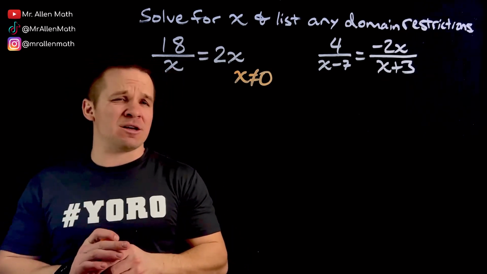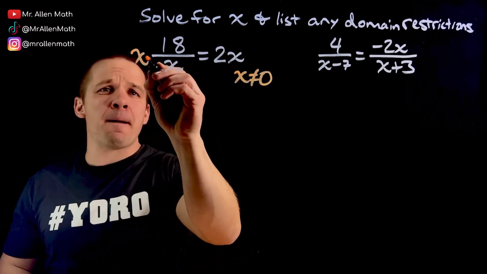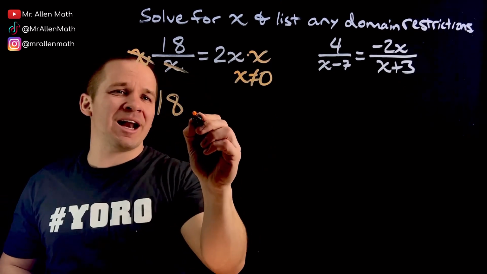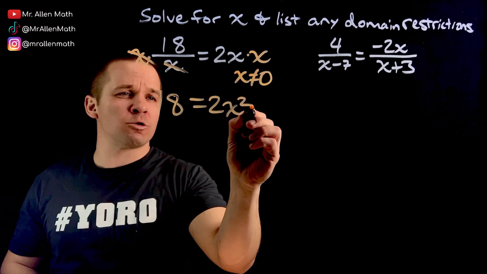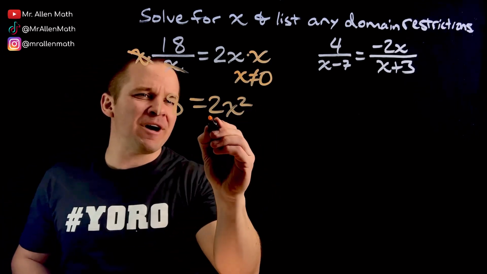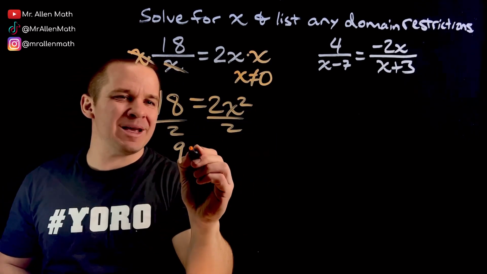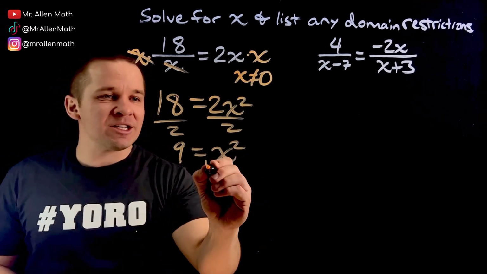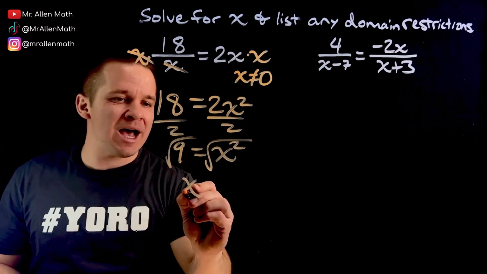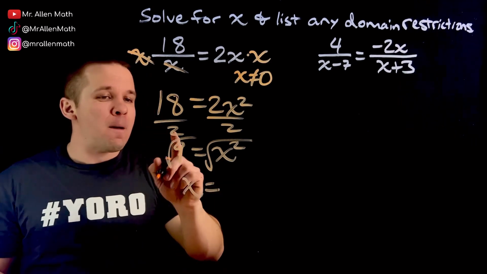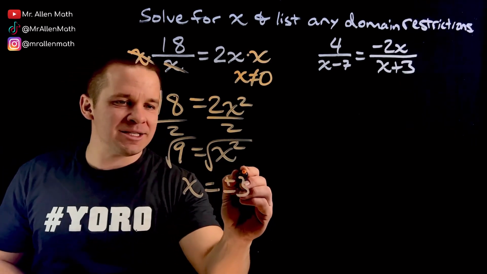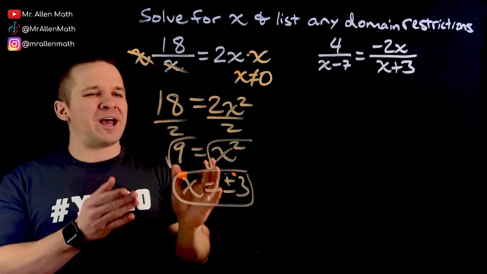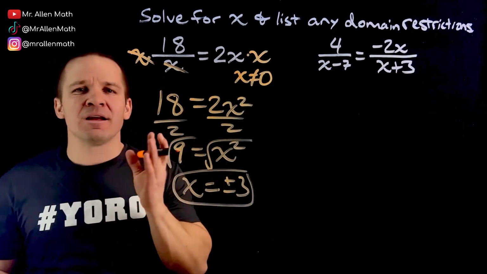All right, now I've got to solve for x. First, I'm going to multiply both sides by x, giving me 18 equals 2x squared. Now I'm going to divide by 2 on both sides, giving me 9 equals x squared. How do I solve for this? I take the square root of both sides, giving me x equals, don't forget, plus or minus 3. That is not one of my domain restrictions, so we're good with both answers.